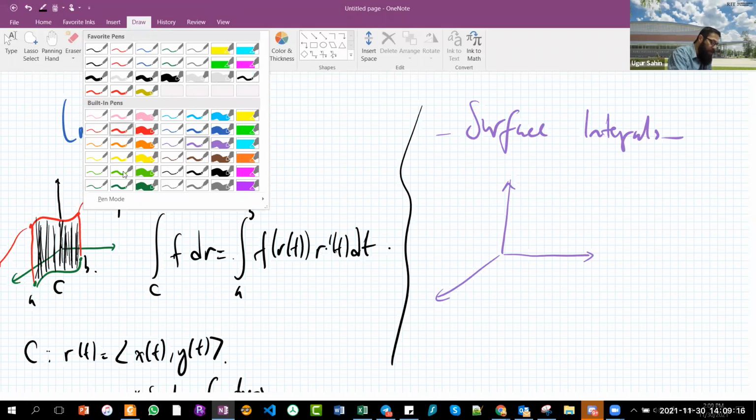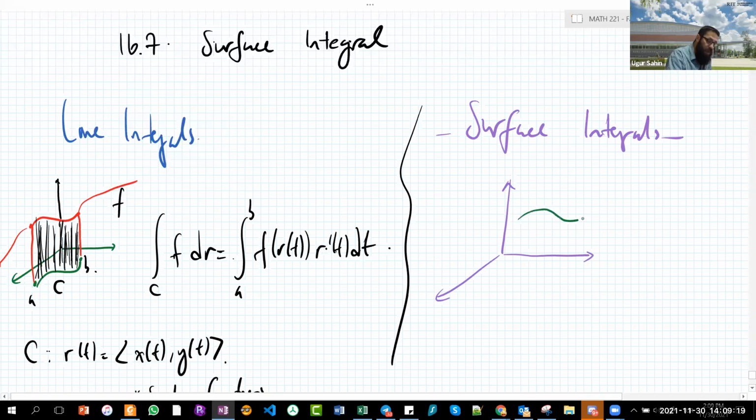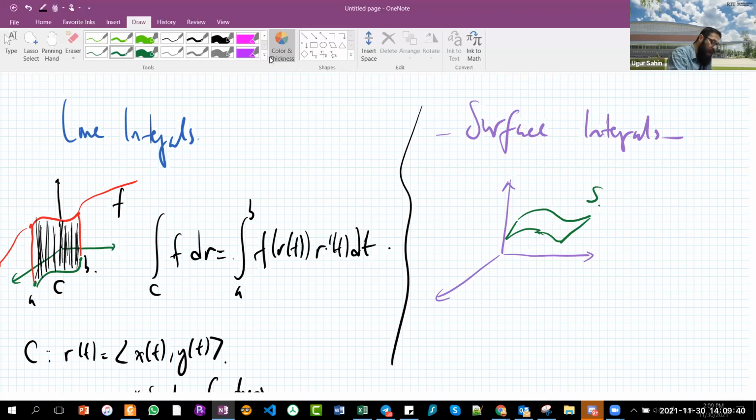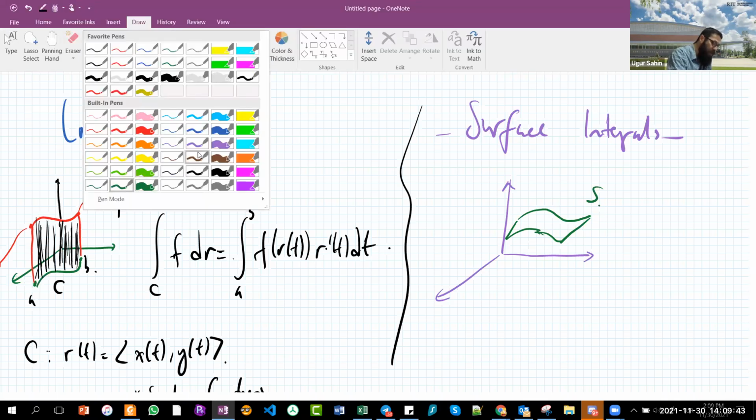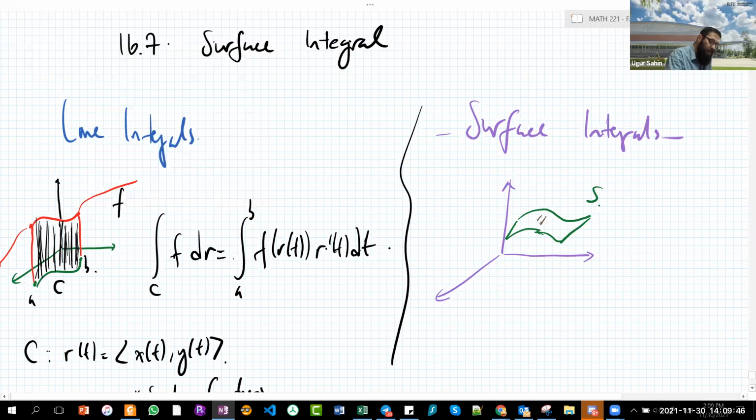Let's say I have a surface around. You see, something like this. This is my surface, okay? Maybe I can do a better shape. Yeah, let's do like a rock. Okay, this is your surface. What I'd like to do is use this surface and make small pieces over the surface and then define the integral over the surface.